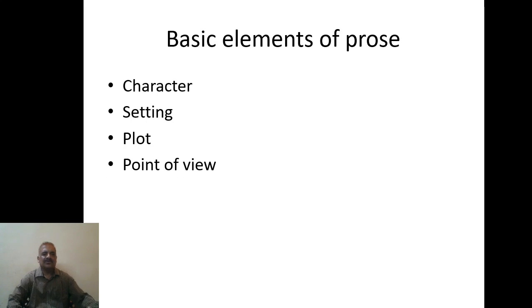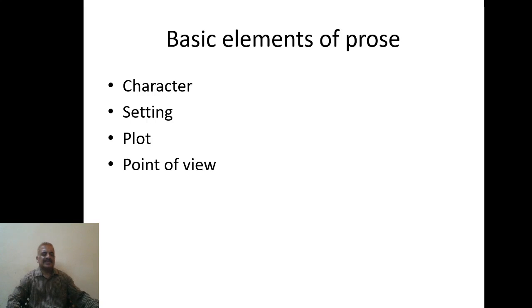So I would like to brief you on the basic elements for writing prose. First of all, character. For any piece of prose writing, characterization is important. They may be humans or animals. Generally, the characters are protagonists, antagonists, anti-heroes, etc.